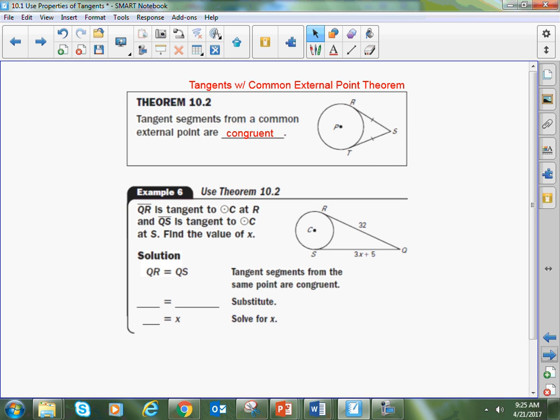So in example 6, we see that point Q is common between the two segments, and they're telling us in the instructions that QR and QS are both tangent to circle C. Therefore, those two segments must be equal in length. Setting the expressions equal to each other gives me 32 equals 3x plus 5. Solving for x gives me 9. And that's all they're asking us to do here.